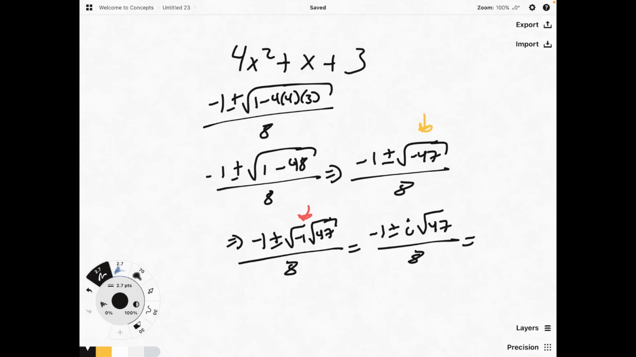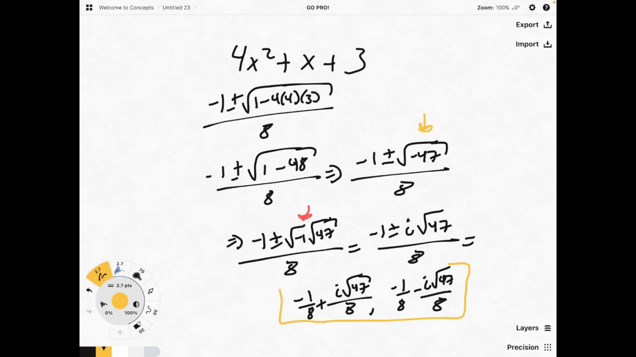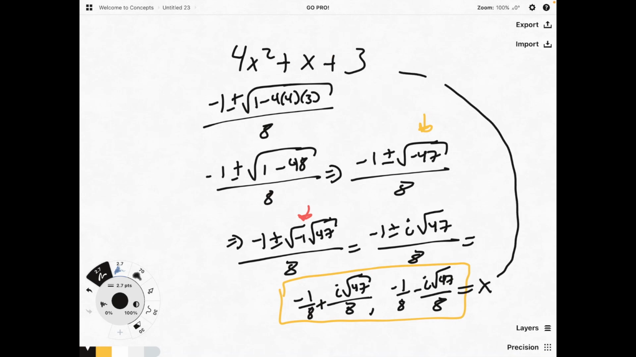Your first answer is going to be negative 1 over 8 plus i square root of 47 divided by 8, and you're going to get negative 1 over 8 minus i square root of 47 divided by 8. And these will be your two answers, which are going to be equal to x. And this will solve this problem at 0.